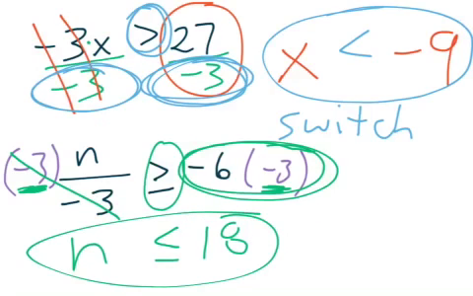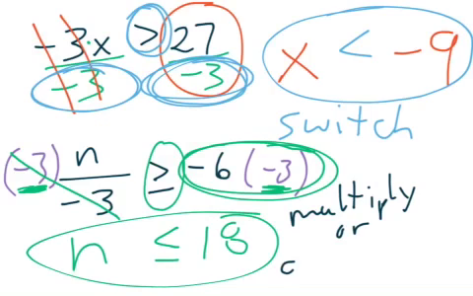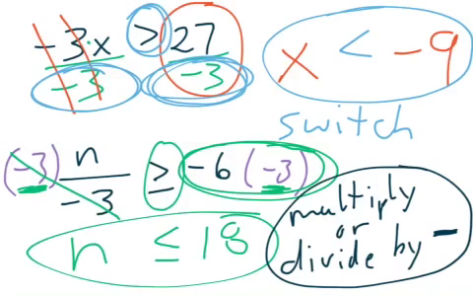Because whenever you multiply or divide by a negative number, you have to switch.